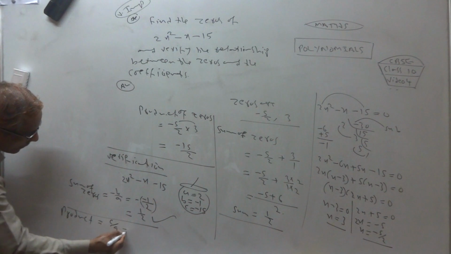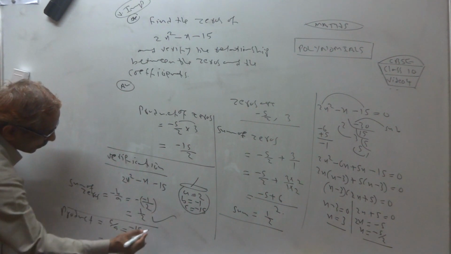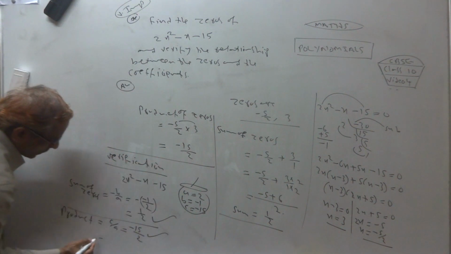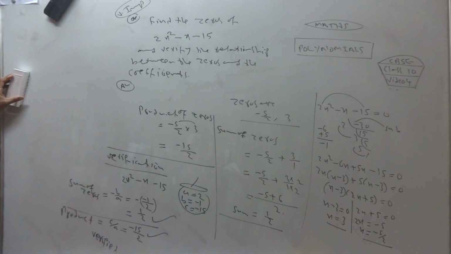What is the product? Product is C by A. What is C here? Minus 15 by 2. Please check. Is correct. Verified. It's okay.